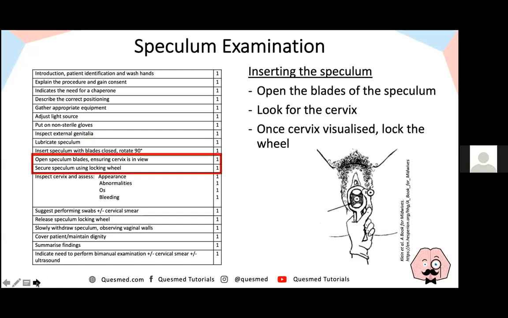We then open the speculum blades, and we do this slowly and gently under direct vision the whole time. Ideally the cervix just pops into view, and we can then secure the speculum by tightening the locking nut. Some speculums have a wee twisty bit of plastic that locks the speculum. The metal ones have a proper kind of nut and bolt mechanism to lock it. So be familiar with different types of speculums as well.